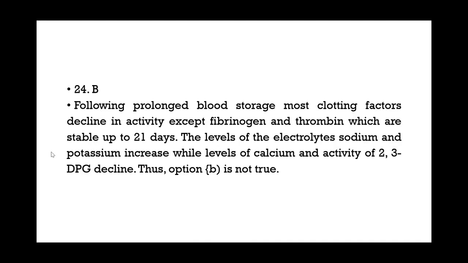Following prolonged blood storage, most clotting factors decline in activity except fibrinogen and thrombin, which are stable up to 21 days. So factor 2 and 1 are the longest-lasting clotting factors that will remain in stored blood. The level of electrolytes, sodium and potassium, increase, while the level of calcium and activity of 2,3-DPG decline.